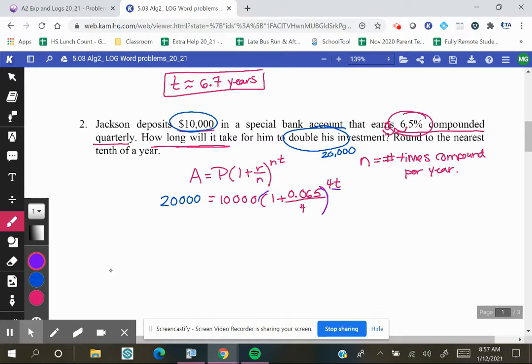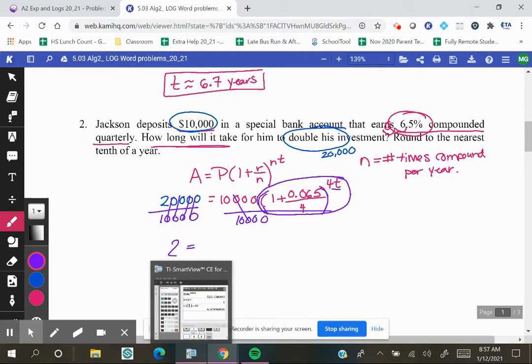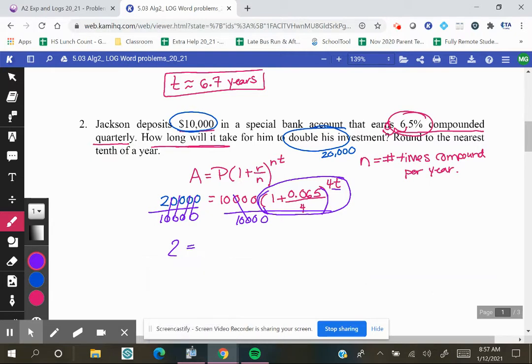So whatever is in the parentheses, that's going to be our base, which means we need to get rid of this 10,000. It's being multiplied by those parentheses. So we're going to divide both sides by 10,000. And then all these zeros will cancel. We're left with 2. I'm also going to put what I have in the parentheses right into my calculator. So pause your video, type that into your calculator. And I got 1.01625 raised to the 4t. Whoops.